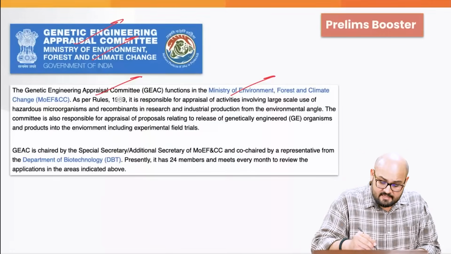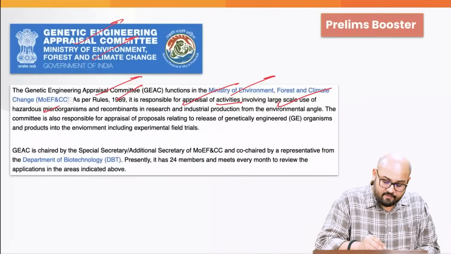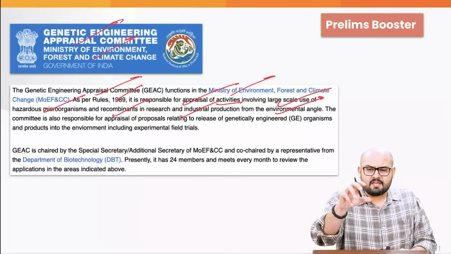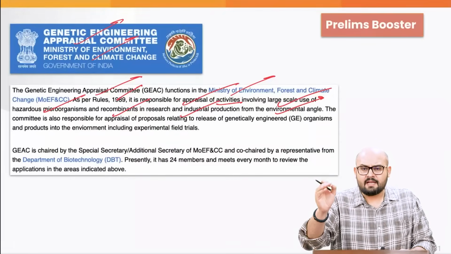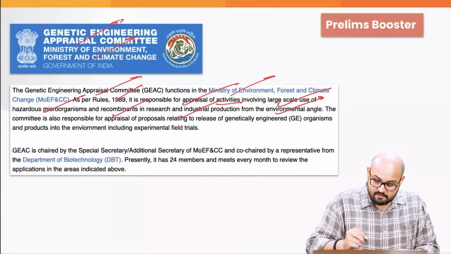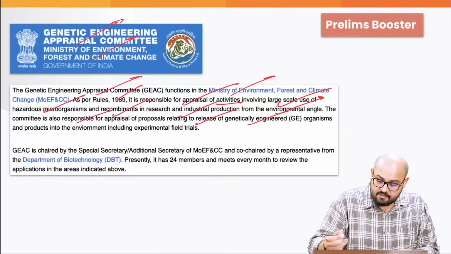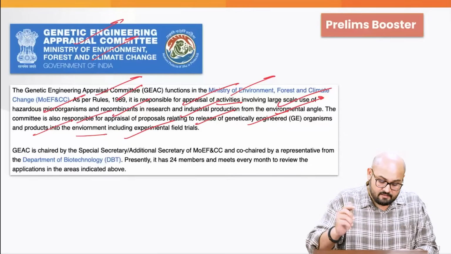As per the rules of 1989, it is responsible for the appraisal of activities involving the large-scale use of hazardous microorganisms and recombinants in research and industrial production from the environmental angle. It assesses whether we can have these genetically modified organisms in use at the commercial level or not, right? For that, it basically gives the permission even for the trials. The committee is also responsible for appraisal of proposals relating to the release of genetically engineered organisms and products into the environment, including experimental field trials.